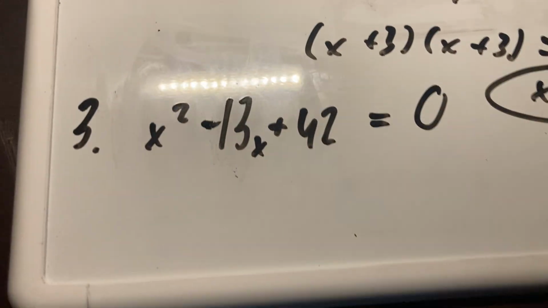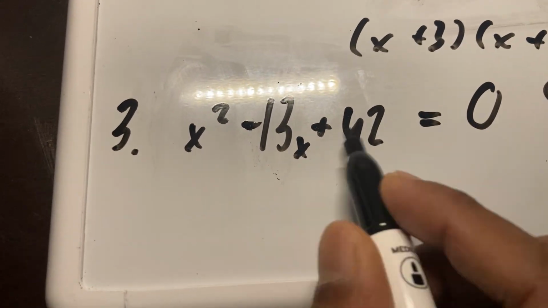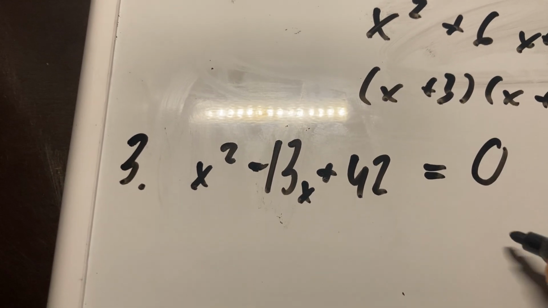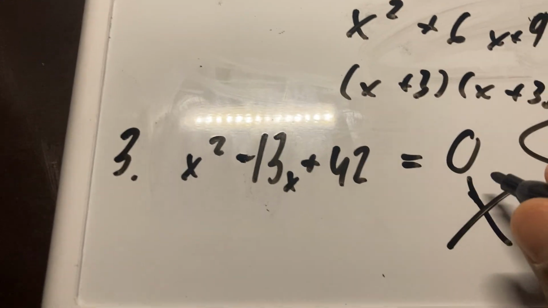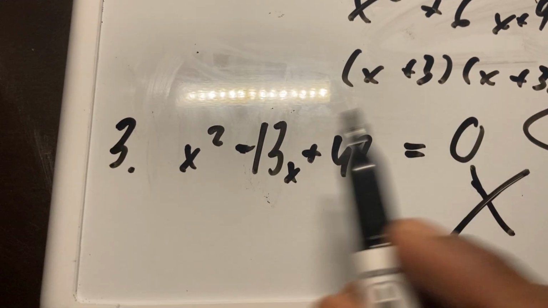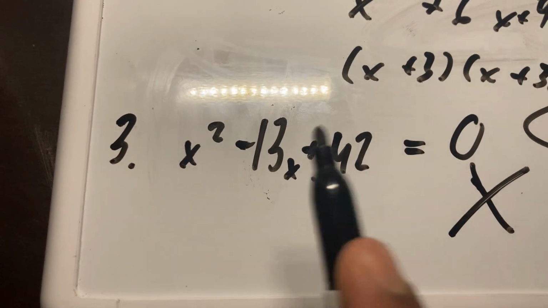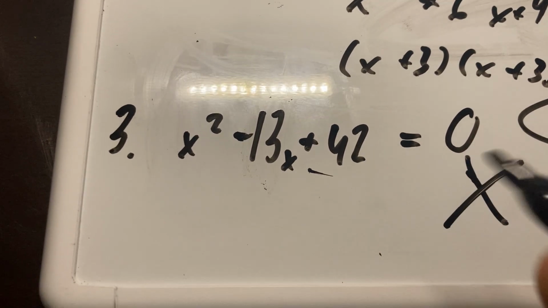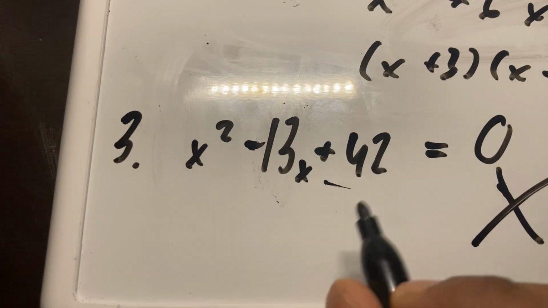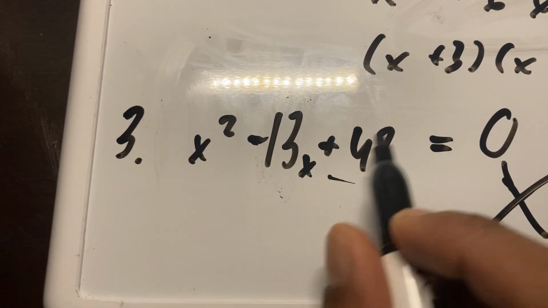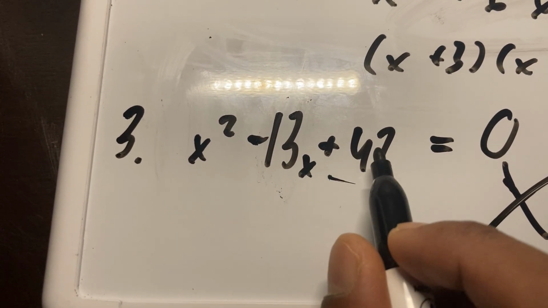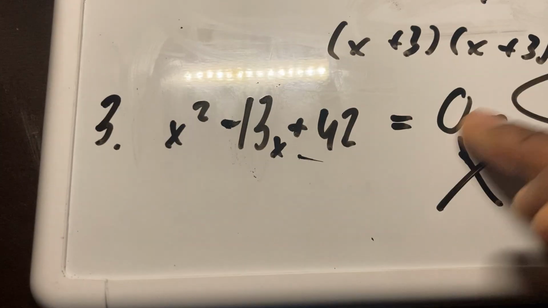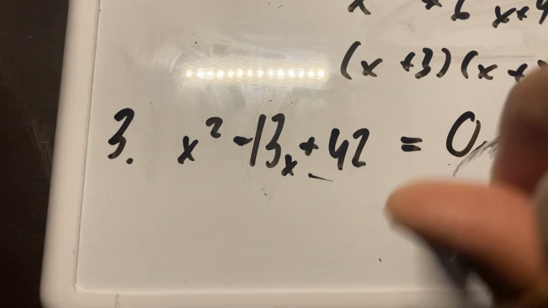So let's see. What two numbers add up to -13, but also multiply to 42? So it has to be negative, because two numbers that add up to a negative number but also multiply to a positive number means they have to be negative, you know? Because if it was a negative and a positive, the product would be negative, but it's not.